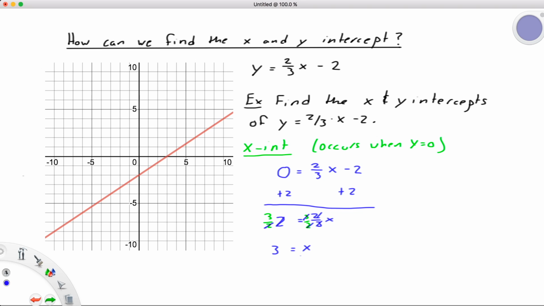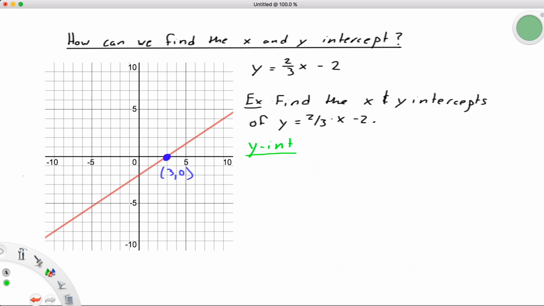What this tells us is that the x-intercept, the place where we intersect with the x-axis, occurs when x is equal to 3, and of course, when y is equal to 0. So we can say, therefore, the x-intercept is the point (3, 0). And we see that here on the graph, right? This is our point 1, 2, 3, 0. And so we can always find the x-intercept by plugging in y equals 0, because it will always occur when y is equal to 0.